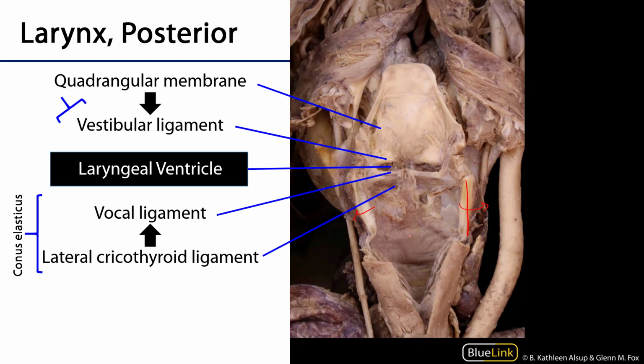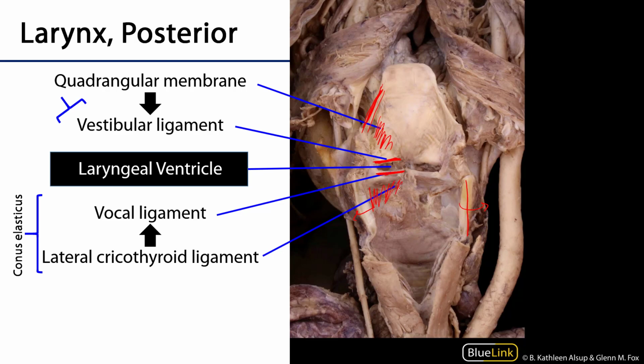by membranes. So superiorly, our quadrangular membrane, here is our aryepiglottic fold. Here's the remainder of that quadrangular membrane, all the way down to the vestibular ligament there. So the aryepiglottic fold is the superiormost portion of the quadrangular membrane. The inferiormost portion is the vestibular ligament. With respect to the conus elasticus, the superiormost portion is that vocal ligament. And then we have the cricothyroid membrane below that.